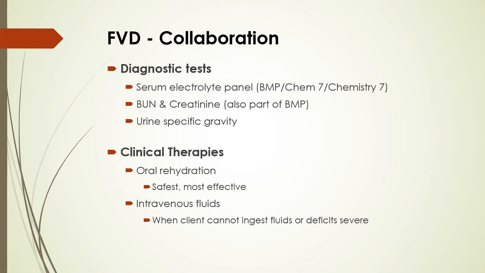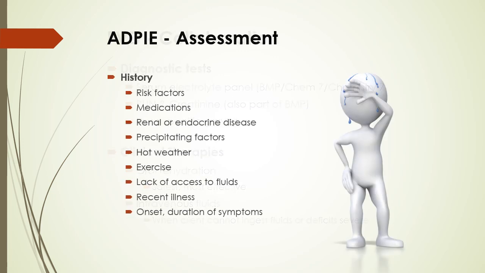Clinical therapies, the safest thing to do is to get people to drink more. The normal route of intake is always best. Secondary, intravenous fluids. When they cannot ingest the fluids or cannot protect their airways, or they're intubated, or they're extremely dehydrated, then we'll start talking about intravenous fluids. ADPI.